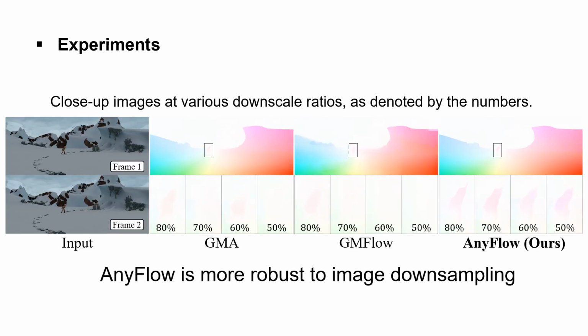In this figure, we visualize the close-up images at various downscale ratios as denoted by the numbers. As shown in the figure, the recent methods lose ability to capture small objects, and they do not show consistent results with different scale factors. On the other hand, AnyFlow shows consistent performance and captures small objects well with any sizes of images.